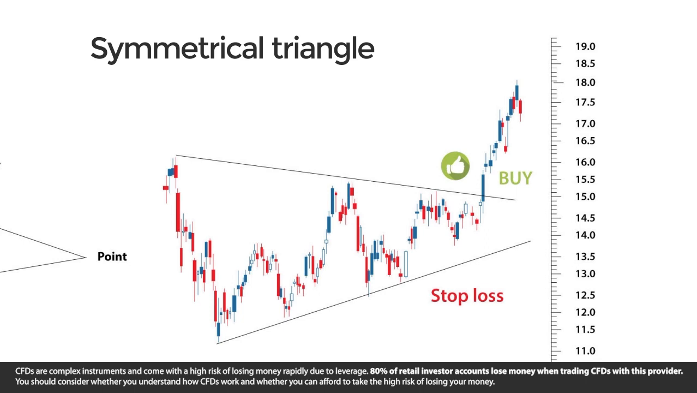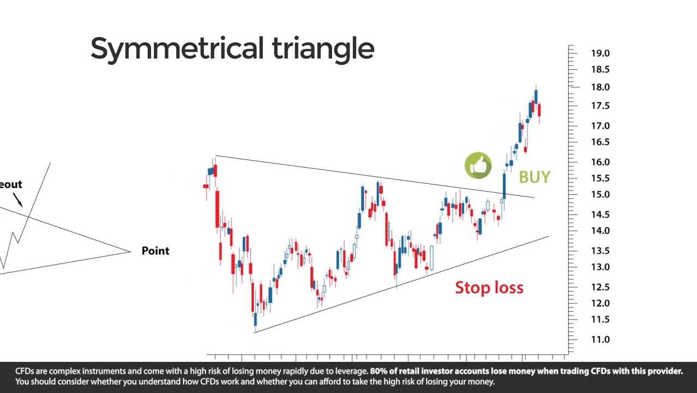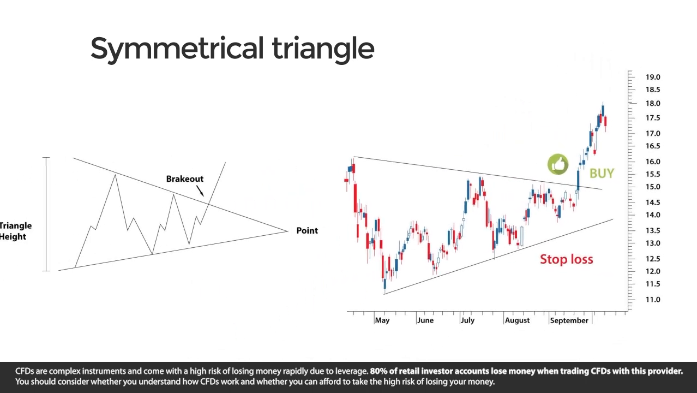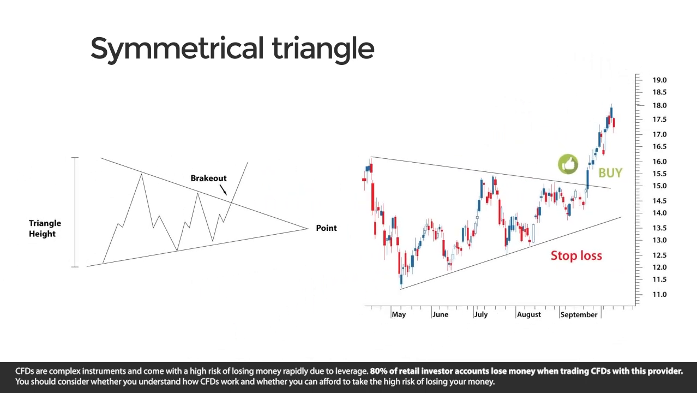The triangle doesn't have to be symmetrical in order to be relevant for trading. It can also be asymmetrical in both directions, without being a right-angled triangle. Breakout can occur on both sides. However, a trend line with a stronger inclination often offers stronger resistance.